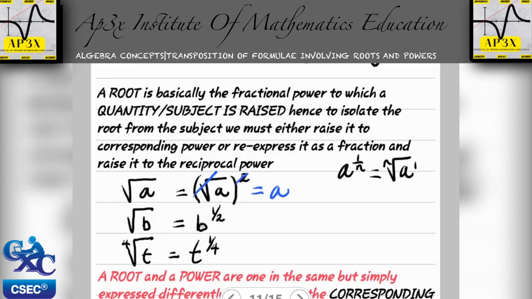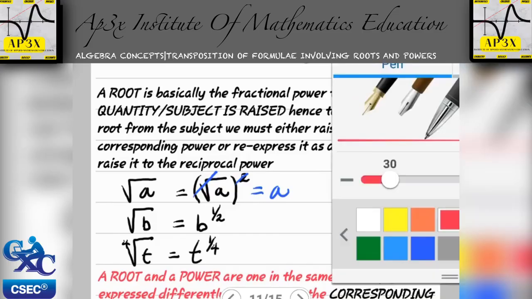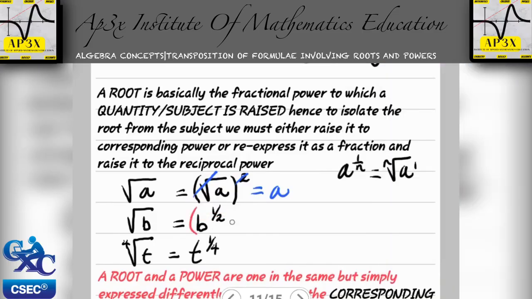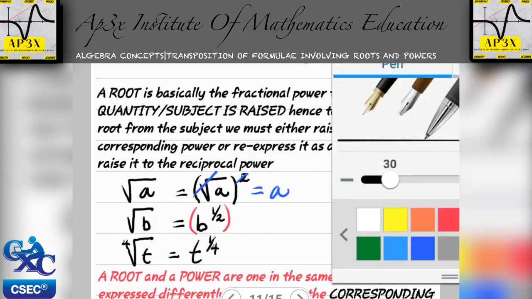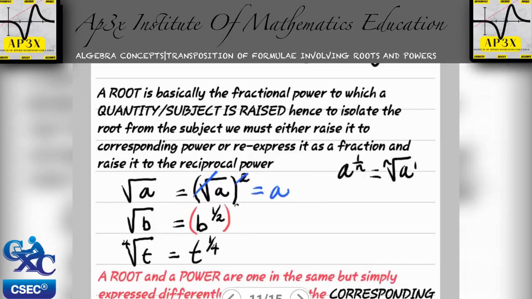So what this means then is that I need to isolate the fractional power away from the b. So what that means for me then is that I'm going to go ahead and raise it to the reciprocal power. Okay, so that's what we're saying here, is that we can re-express the quantity to its fractional form and then raise it to the reciprocal power. So what's the reciprocal of a half? It's going to be 2.